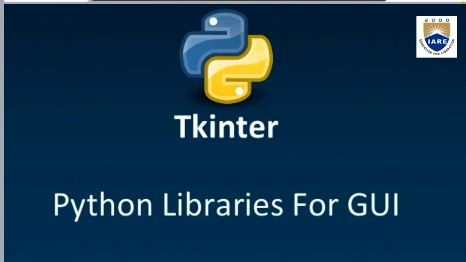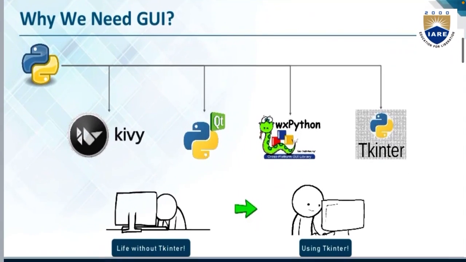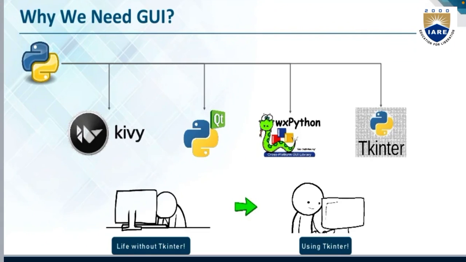Python libraries for GUI. The following libraries are available in Python to develop GUI programs: Kivy, PyQt, wxPython, tkinter, and Pygame, etc.